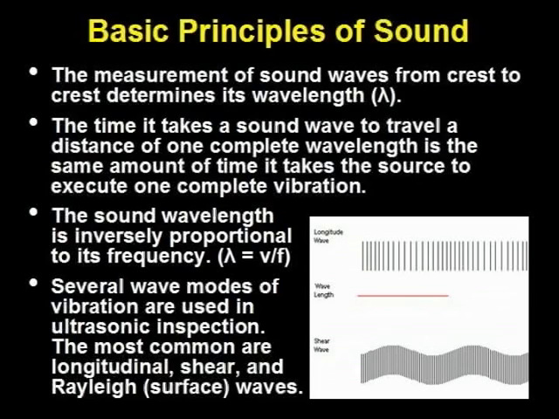The velocity of sound in a material is a property of the elastic constants of the material. Thus, the velocity of sound is a constant for a given wave mode and material. In fact, the velocity of sound is the constant of proportionality between the wavelength and frequency of the sound. The wavelength is inversely proportional to the frequency. That is, high frequencies have short wavelengths and low frequencies have long wavelengths.